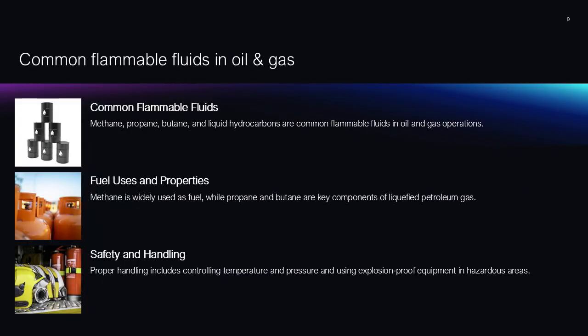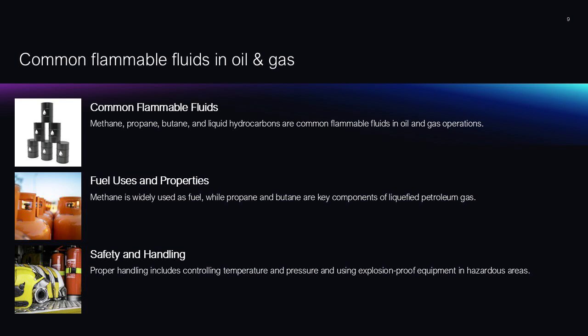The most common flammable fluids in oil and gas operations include methane, natural gas, propane, butane, and various liquid hydrocarbons found in crude oil. Methane is highly flammable and widely used as a fuel source, while propane and butane are common in liquefied petroleum gas, LPG.